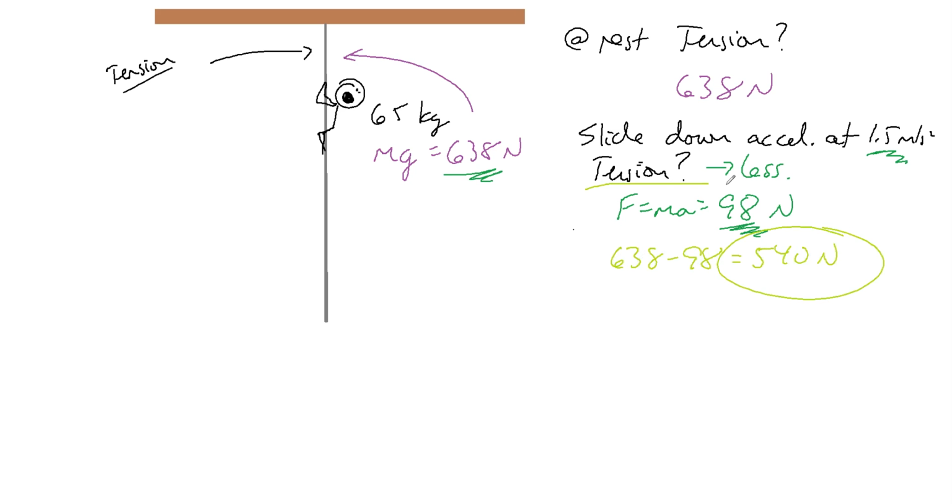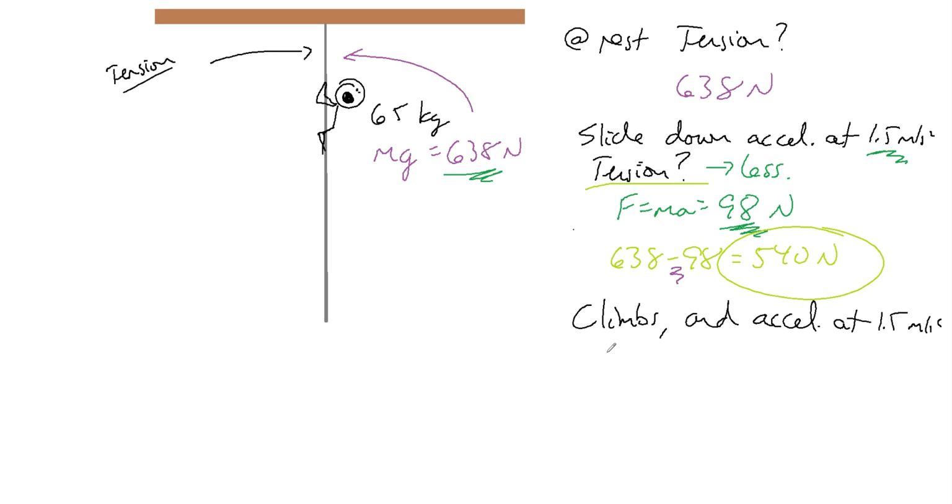Okay. Now, what if we sort of reversed it? What if he climbs the rope? He climbs and actually accelerates at 1.5 meters per second squared going up the rope. Well, if he climbs up the rope, he's going to increase the tension. There's going to be more tension on it. So we would just have to slightly adjust it. Instead of subtracting it to give us less tension, we would add it.